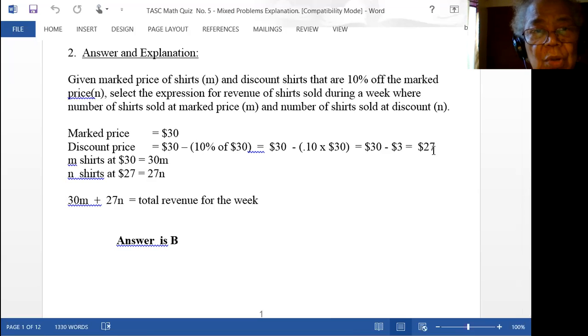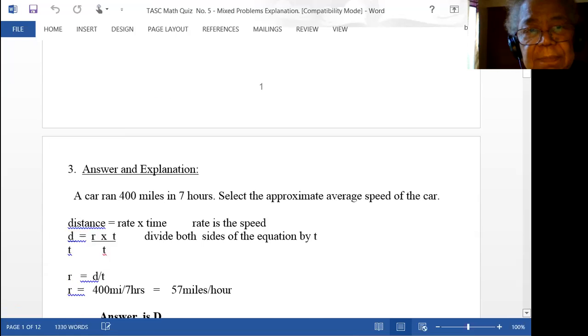So if you sold M shirts at $30, that's $30 times M, which is here. If you sold N shirts at the discount price, $27, that's here. So your total revenue for the week will be the sum of the marked price shirts sold, 30M, plus the discount shirts sold, 27N. And that's the total, and your answer is B. Okay, let's go to the next problem.